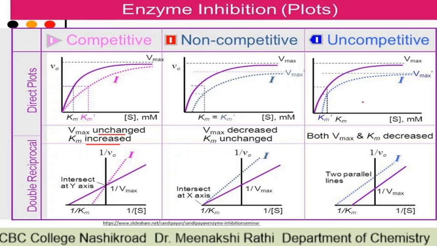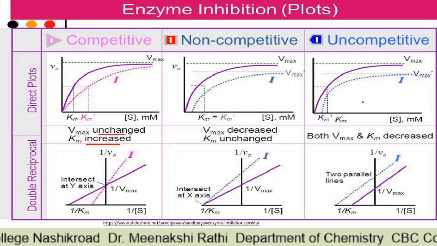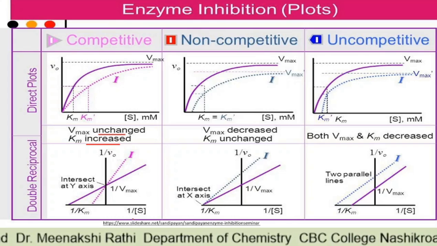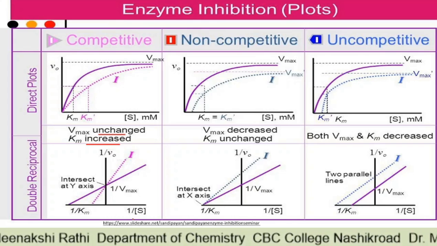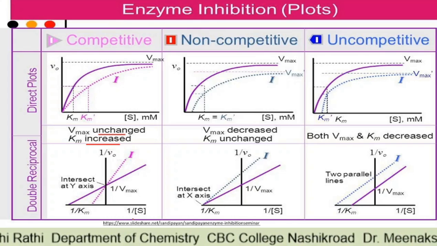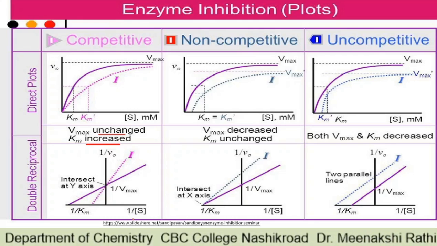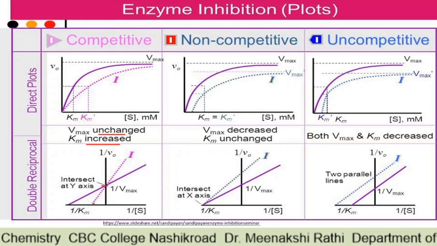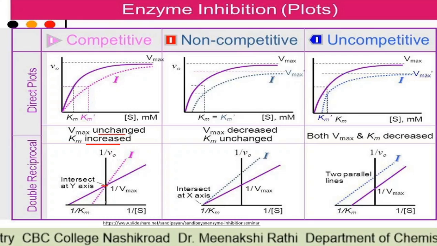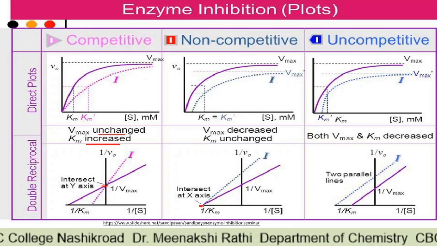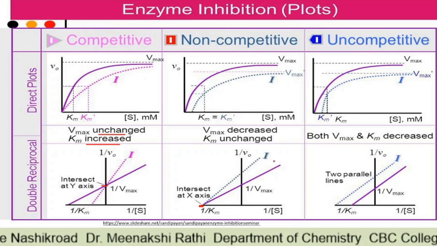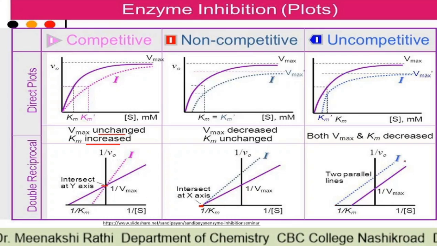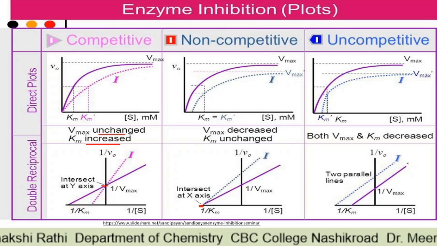The same we can explain by using these Lineweaver-Burk plots, which we get when we plot the reciprocal of concentration of substrate against the reciprocal of velocity. Here you can see Vmax is constant, but Km is changed, Km is increased. Here Km is constant, but Vmax is decreased or changed. Here both Km and Vmax are decreased.